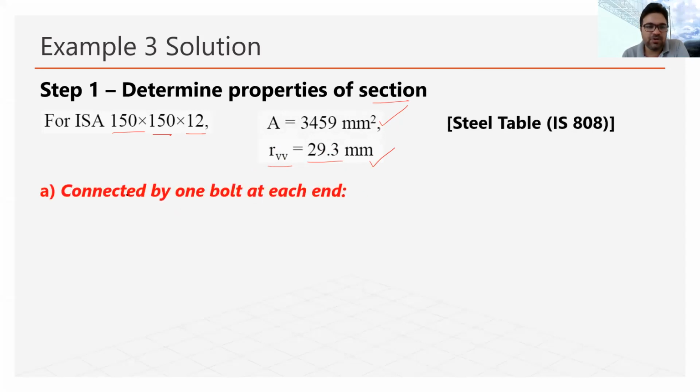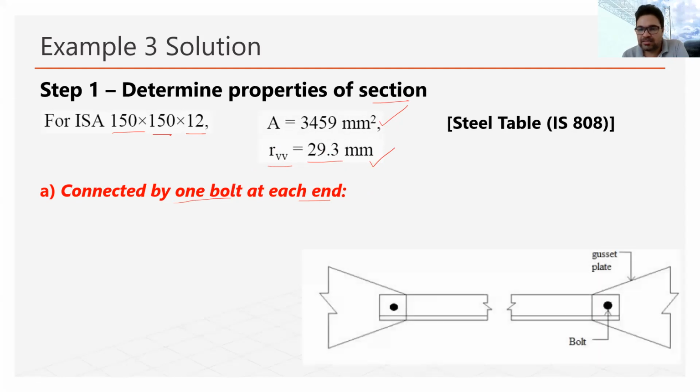case. First of all, we will consider case 1. In case 1, it is said that the angle is connected with one bolt at each end. So it looks like this. The angle is connected to this gusset plate and this gusset plate, and from both ends it is connected with one bolt. In that case, the length between them, which is L, is also given in the question. I think it is around 3 meters.